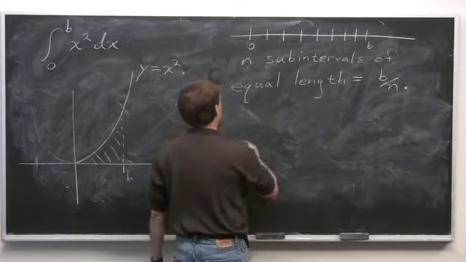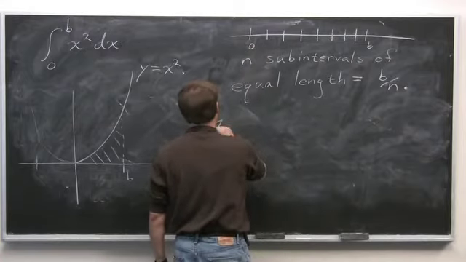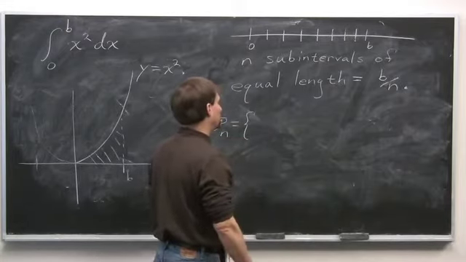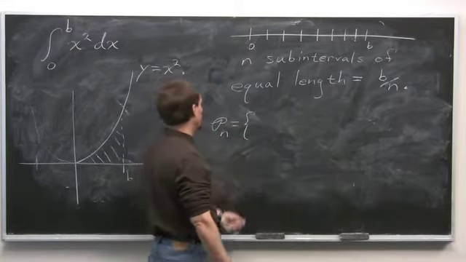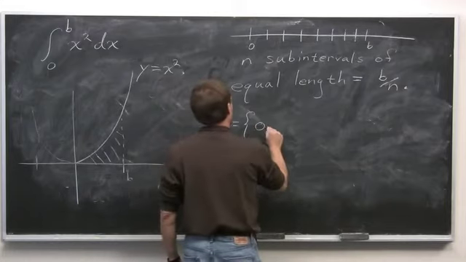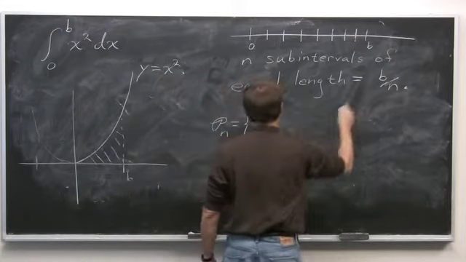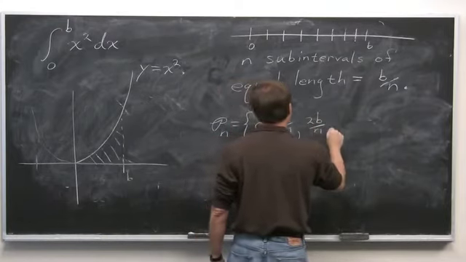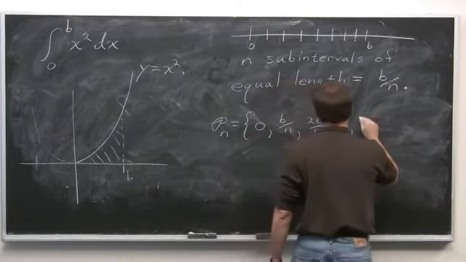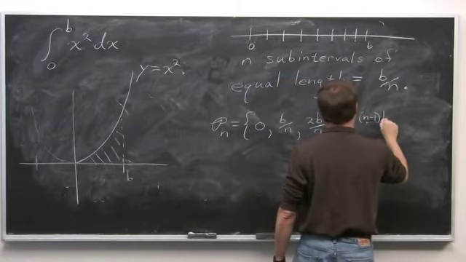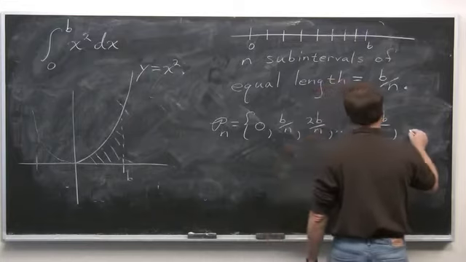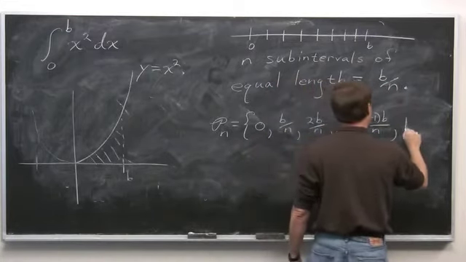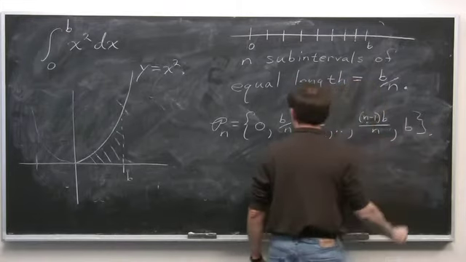Great. That means that our partition, P sub n, we're doing this for each natural value of n, so n equals 1, 2, 3. You'd start at 0, and then you always go up by b over n each time. So b over n, 2b over n, all the way up to (n minus 1)b over n, and then finally nb over n, but the n's cancel and you just get b. So this would be our partition.